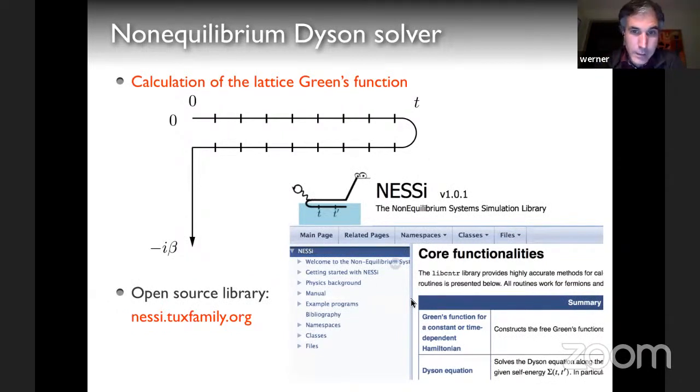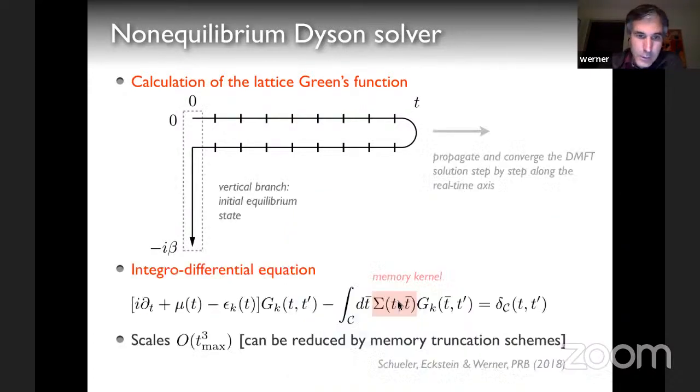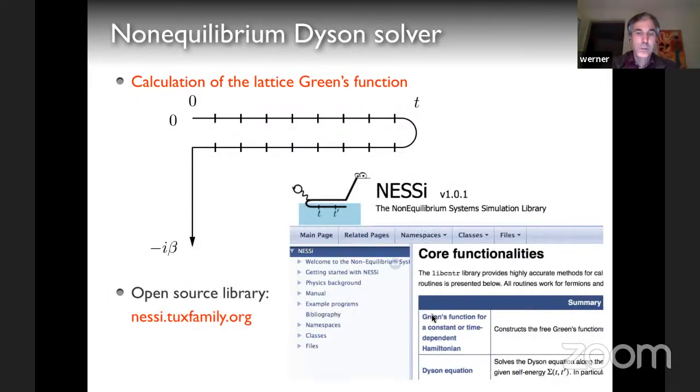And this brings me to this slide here, namely these non-equilibrium Green's function calculations, including the solutions of these types of Dyson equations. These are in principle well-known algorithms, but these algorithms are quite tedious to implement, especially if one wants to use a high order accuracy in the time stepping. And so after many years of developing and implementing these techniques, we have recently published a library, NESSi, the non-equilibrium systems simulation library, which provides the core functionalities that are needed for these types of non-equilibrium Green's function calculations, including the solution of Dyson equations. So if you or your students want to do non-equilibrium Green's function calculations, I suggest that you have a look at this library. This could make your life much easier.